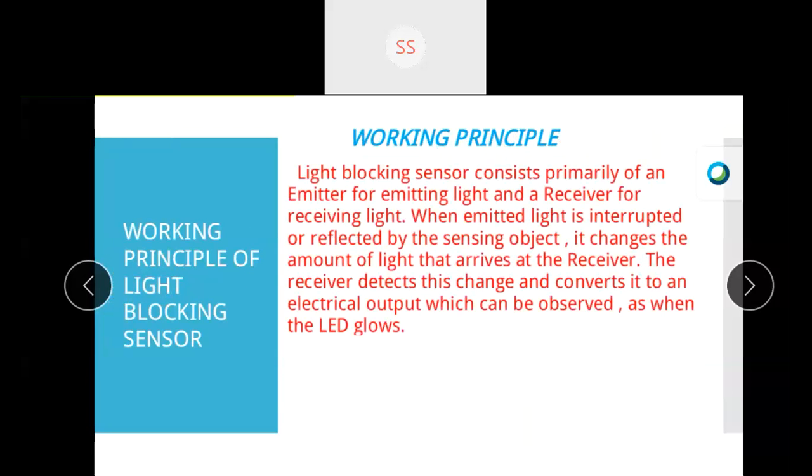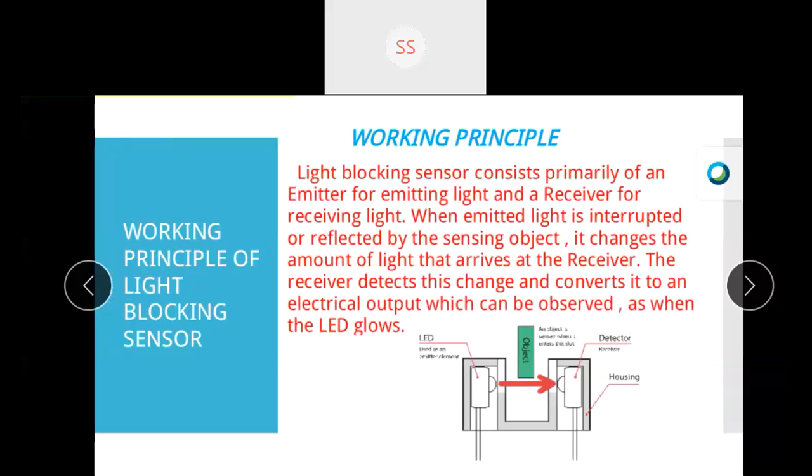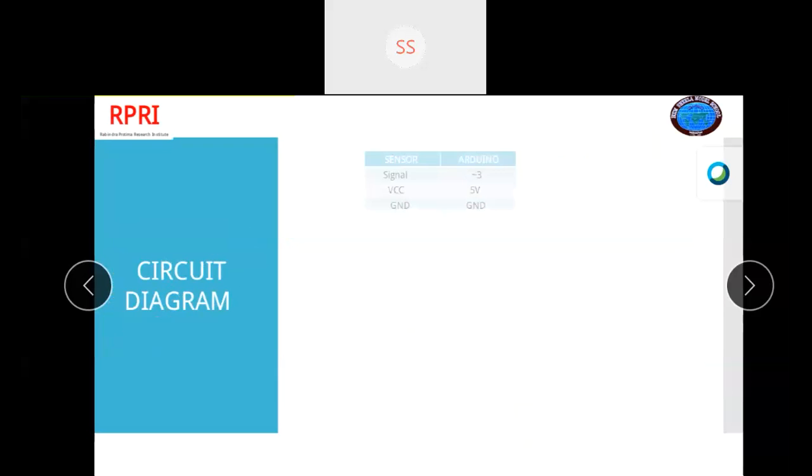Now, the working principle of light blocking sensor. Light blocking sensor consists primarily of an emitter for emitting light and a receiver for receiving light. When emitted light is interrupted or reflected by the sensing object, it changes the amount of light that arrives at the receiver. The receiver detects this change and converts it to an electrical output, which can be observed as when the LED glows. So here's the picture. This is the emitter and this is the detector. Detector and receiver are the same, and this red line represents the light passing from the emitter to the detector, and this object is the card.